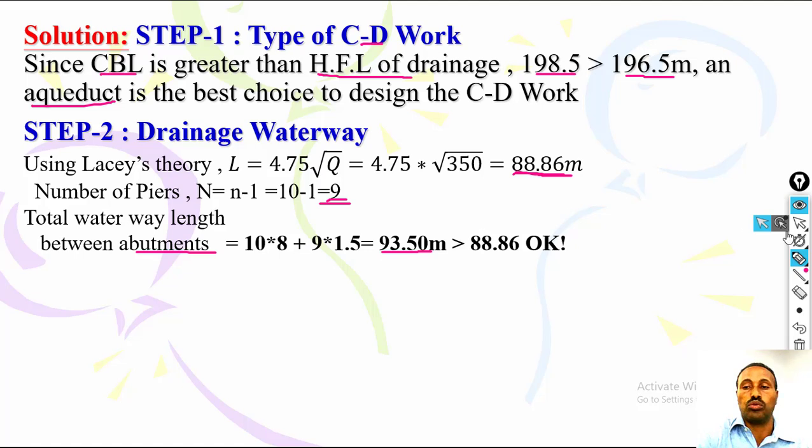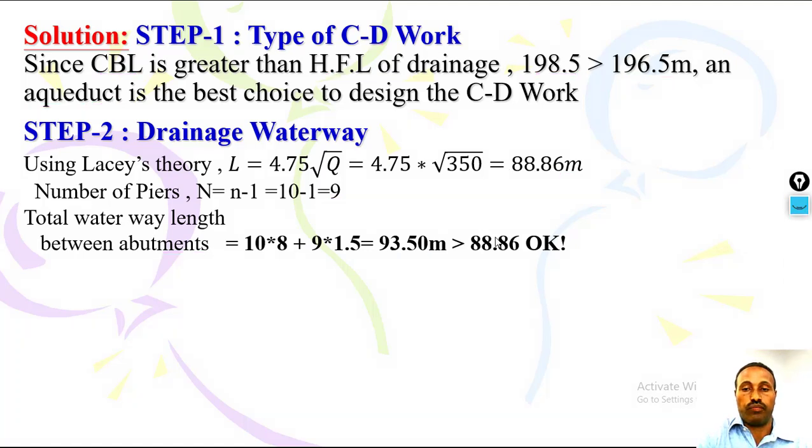So you need to decide now. So this is just the drainage waterway. So water is going through this. So you have piers. So you have the number of spans, 10. So 10 times 8 meter width each, 9, which is the number of piers like this. These are piers. 9 times 1.5 thickness of pier. So you get this one.